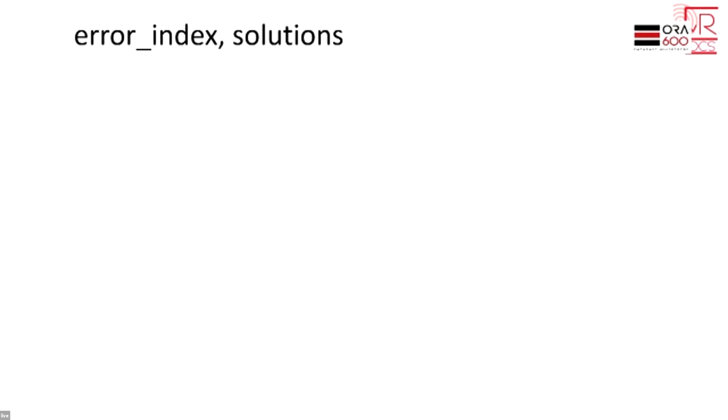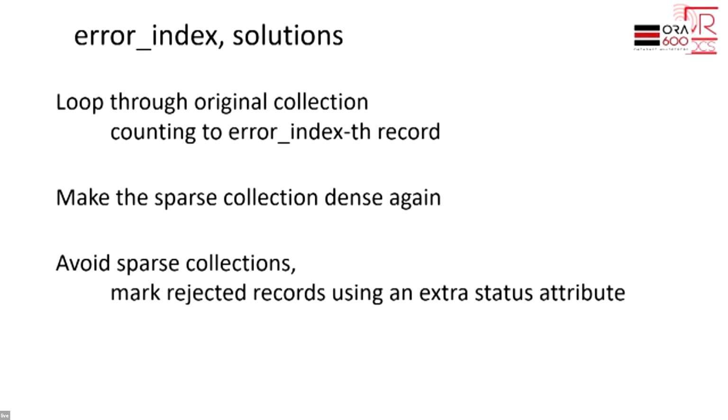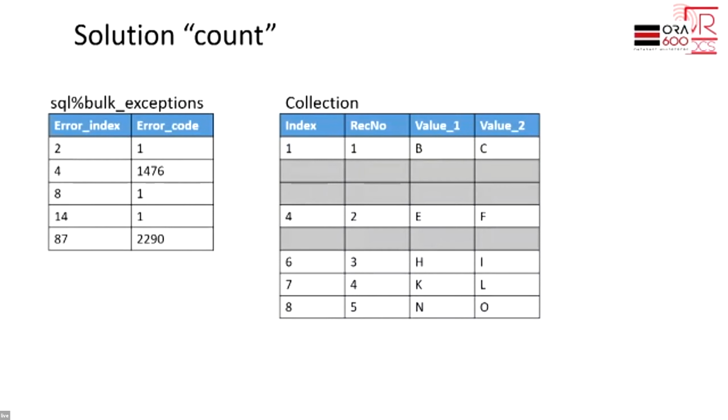Solutions to this, well, there are numerous, but I mentioned a couple. You can loop through your original collection. You can make the sparse collection dense, and you can avoid sparse collections. Looping, going through the collection with a count would be this. You go into your SQL bulk exceptions, you get the first error in there.